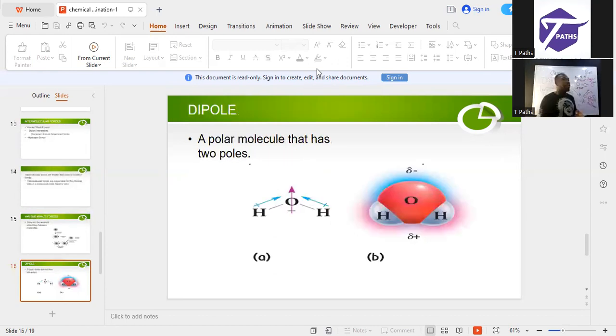The next thing you need to know is dipole. First of all, what is a dipole? A polar molecule that has two poles is called a dipole. You can look at the diagram there. I drew a diagram, H2O for instance. Look at H2O.